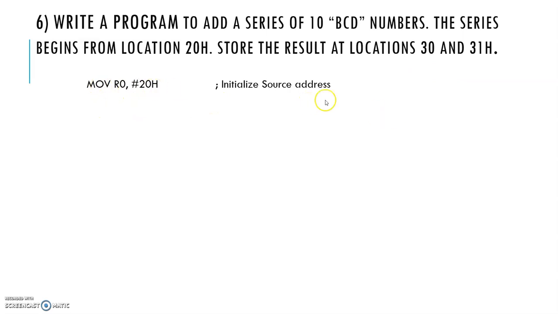First we need to initialize the source address, that is 20 hex is placed in the R0 register. Here we use immediate addressing mode, you know the value 20 hex. So 20 hex is placed in R0 register, and next we need to initialize the count, that is 10 is the count, that is we need to perform the addition of the content of 10 locations. So 10 is our count, that should be moved to another register, that is R1 register. We initialize the count 10 in hexadecimal, it is 0A, all of you know that.